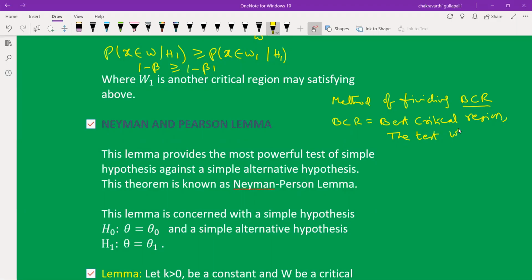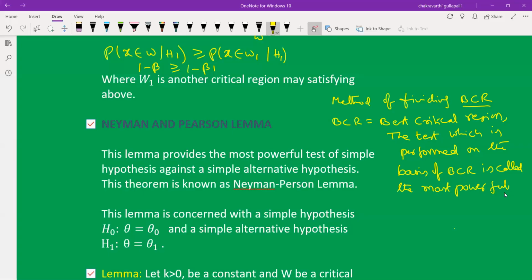A test which is performed on the basis of BCR is called the most powerful test. This is the alternative definition of the MP test.